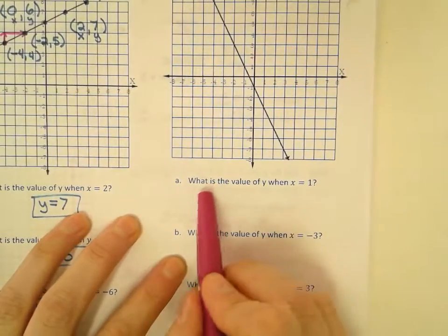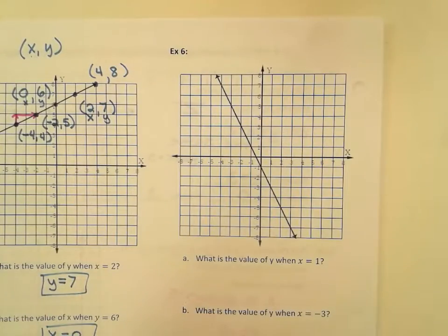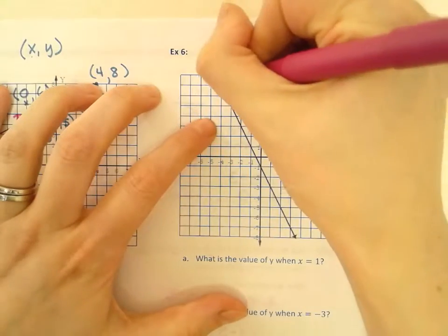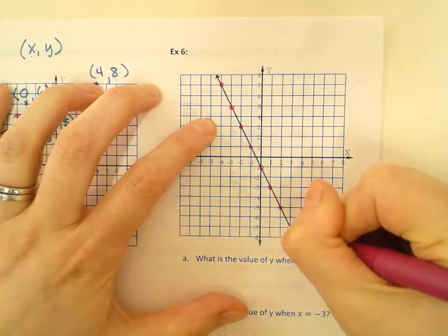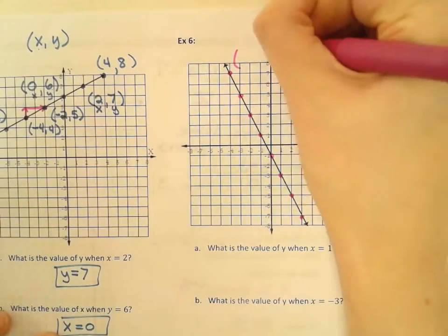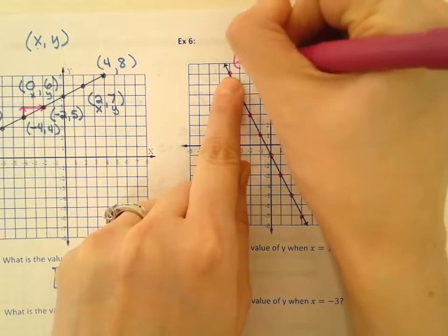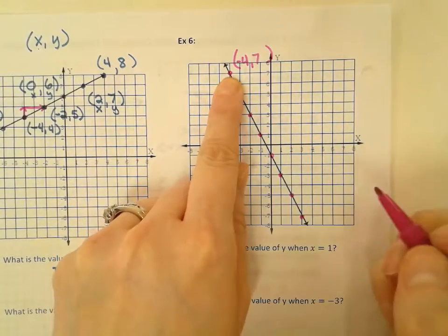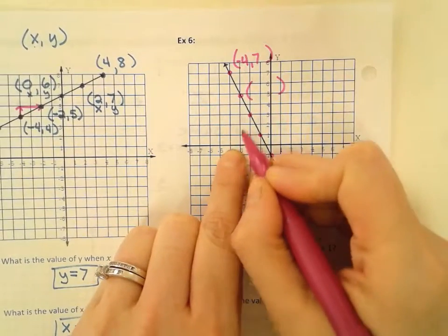All right, example 6. So this one once again is asking us what is the value of y when x equals 1 and all that. So I'm going to kind of come over here and label a few points. It's probably a good idea to find all the perfect points that you've got going on and to go ahead and label them. That'll make these problems much easier on you. So this first one, I went to the left 4, up 7. That's (-4, +7).